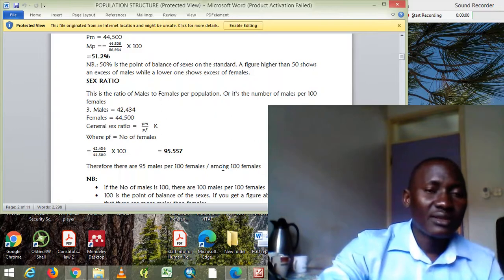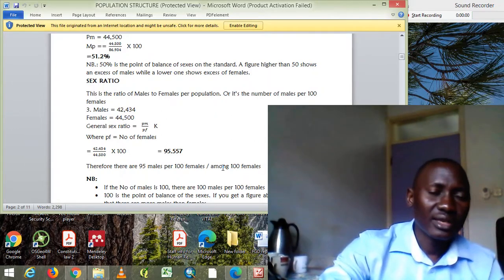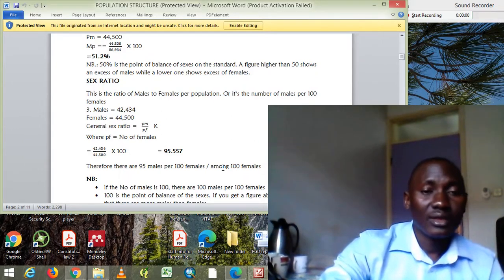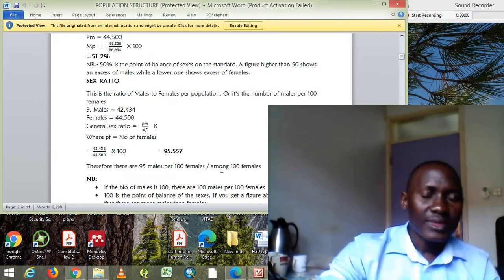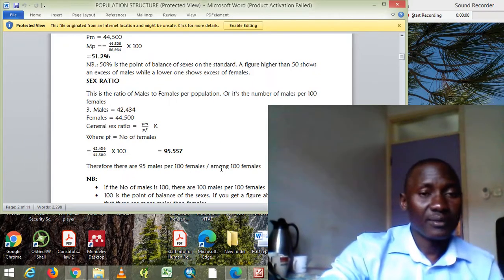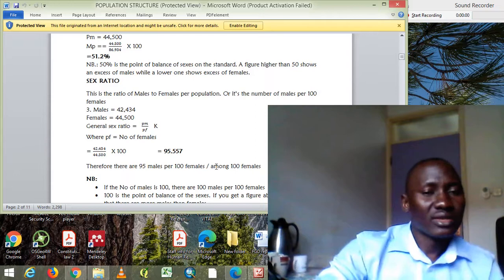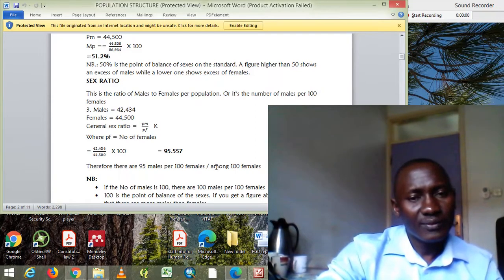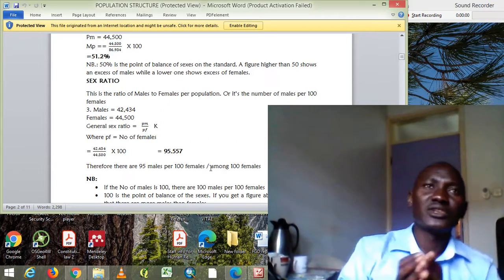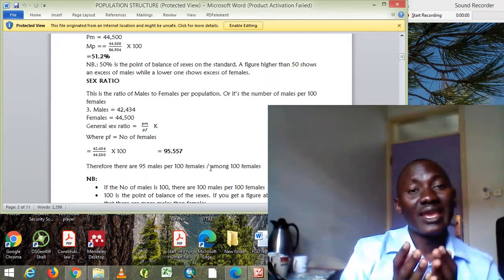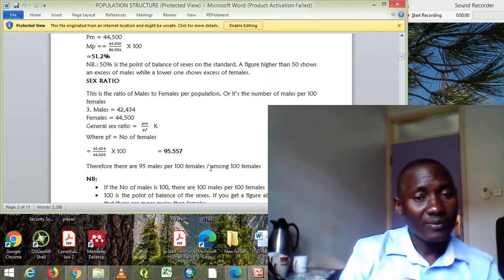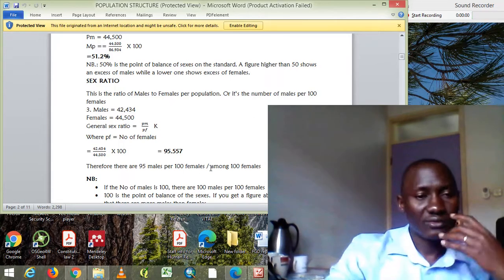So when we feed in the information from the example in the notes, you get an answer of 95.557, or about 95.6 per 100. It means that for every 100 females, there are 95 males. If you group a population in a cohort of 100 females, there are 95 males. So that is a measure of sex structure.